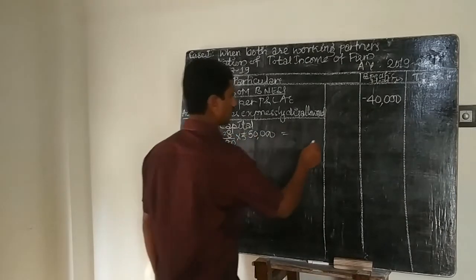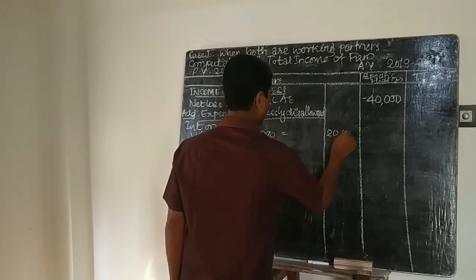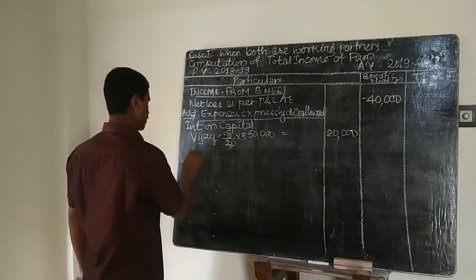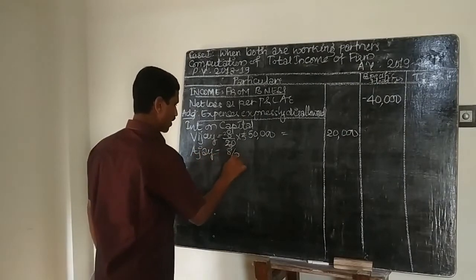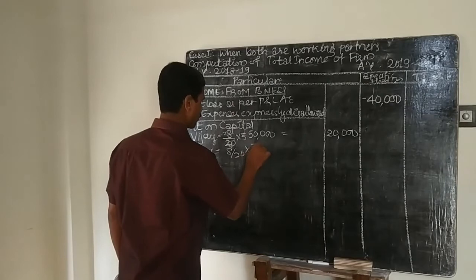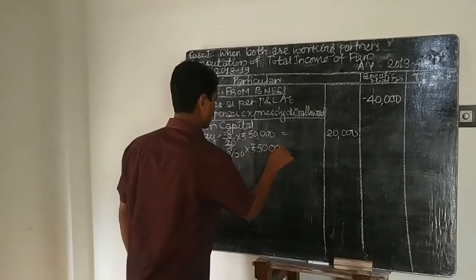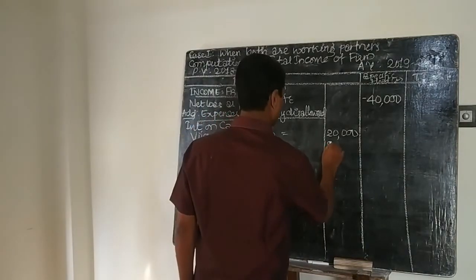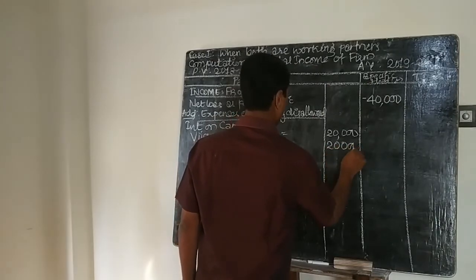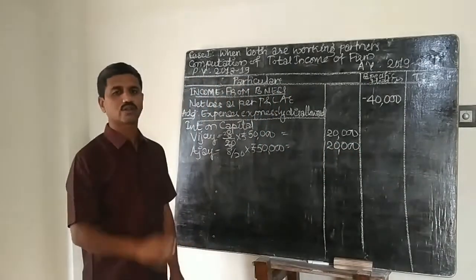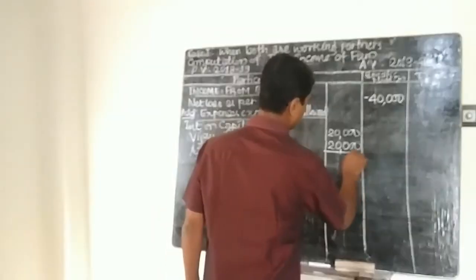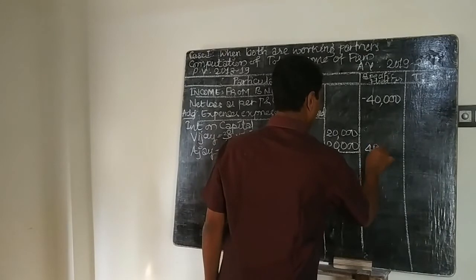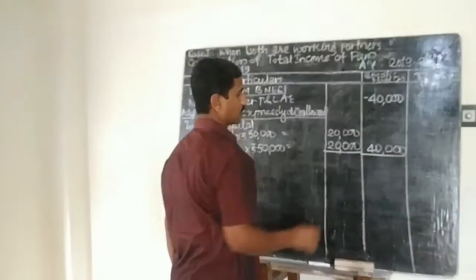20,000 rupees of Vijay. Similarly Ajay, that is also 8/20 into rupees 50,000, so that is 20,000. So we have under this category only this expenditure, that is interest on capital, which is disallowed here. So let us add back here. So minus 40,000 plus 40,000.